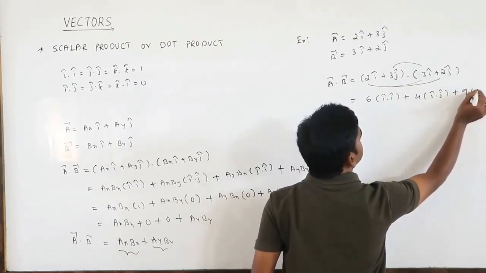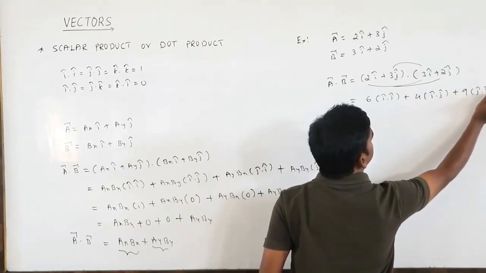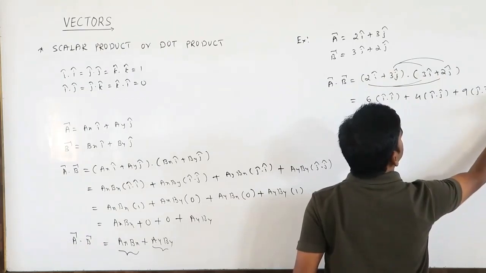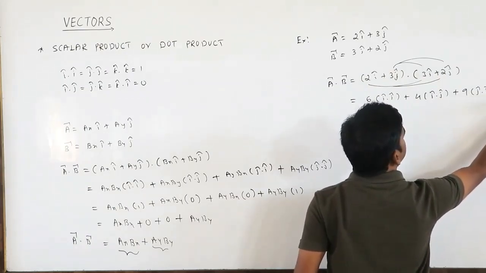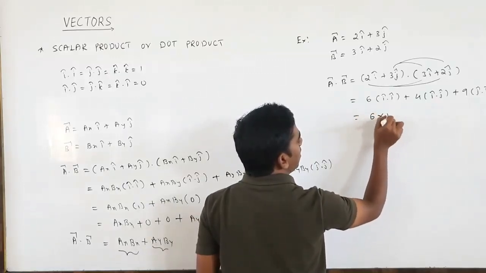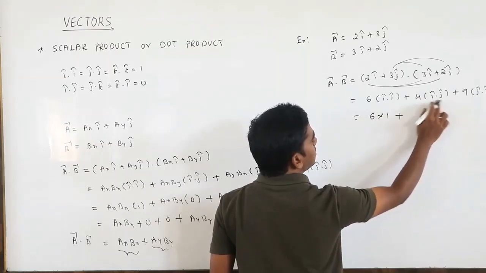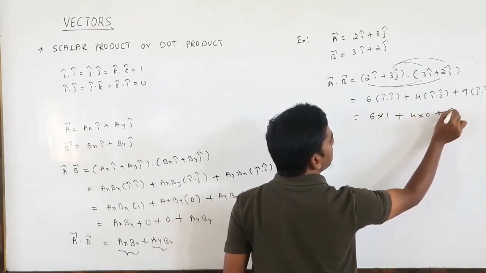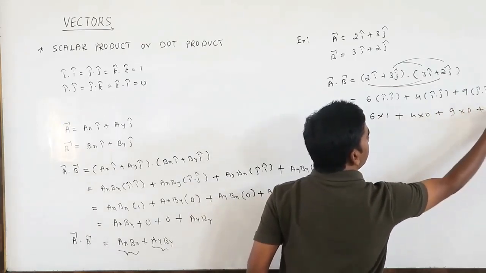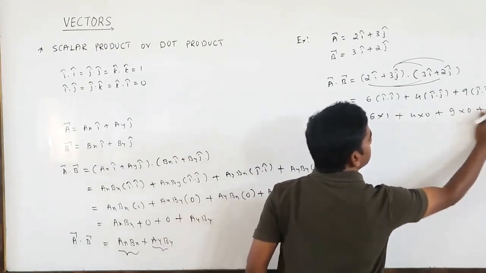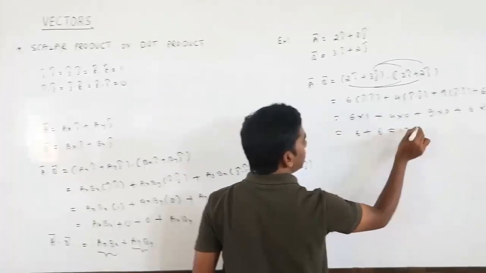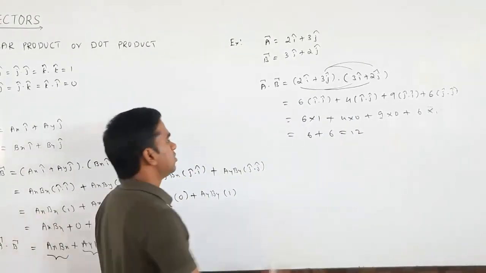So what is that? j dot i. So plus this one is what? 3 into 2, 6. So this is what? j dot j. Okay. So 6 i dot i is what? 1. No problem. 4 into i dot j is what? 0. So 4 into 0 plus 9 into j dot i is what? That is also 0, plus 6 into j dot j is what? 1. So these two are going to be 0. So 6 plus 6 equals 12.